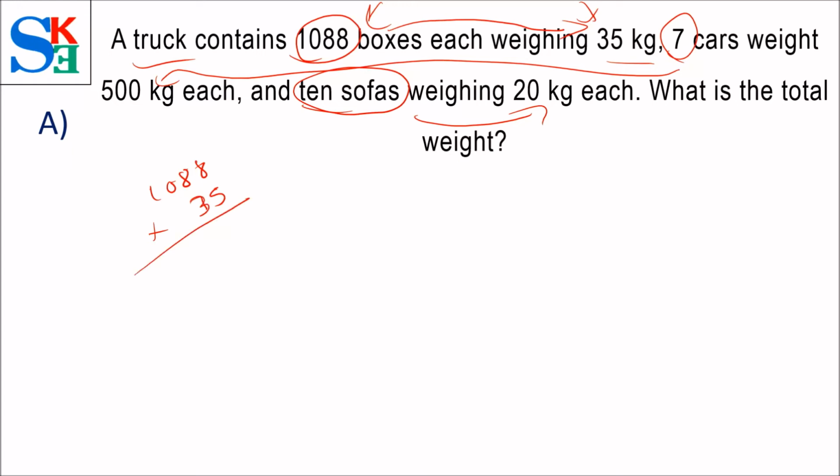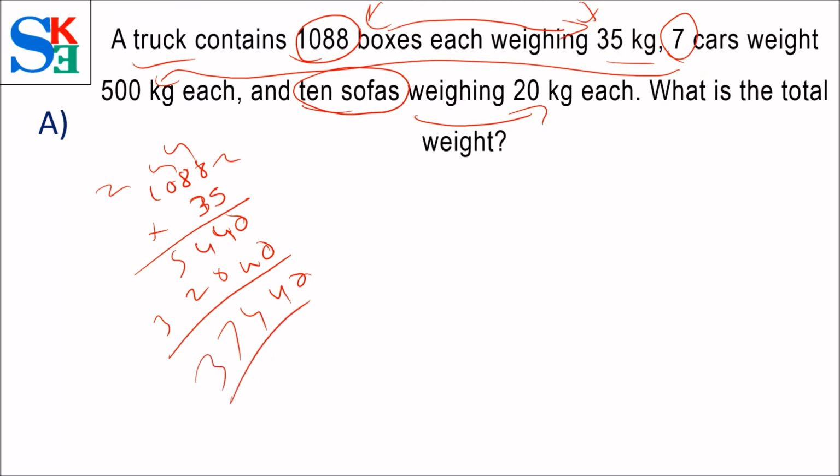Alright. So multiply by 35. Okay, so 5 plus 2, 7, 3. What's that? 38,080. Okay, so that is my answer. Well, for the boxes at least.